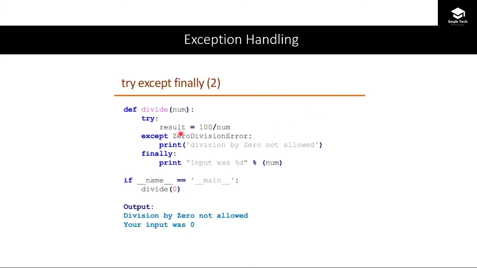For example, in the same example, I get the result in try, in except I say that 0 division is not allowed, and in finally I say the input was a number. I am telling them what the input was. So whatever the input was, it must be printed. It will give me the result that your input was 0. Look, finally is always executed. First except is executed because there was an exception, division by 0 not allowed, then it gave me your input was %d, your input was 0.